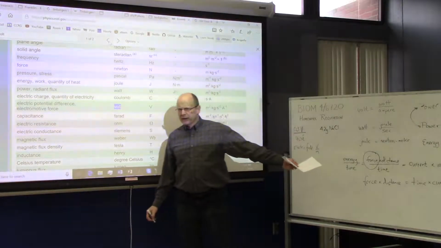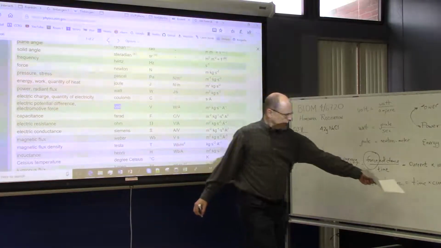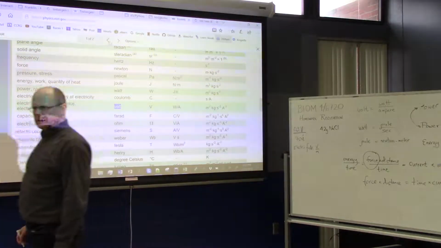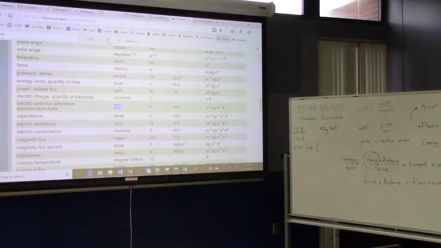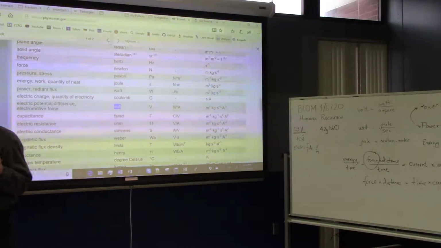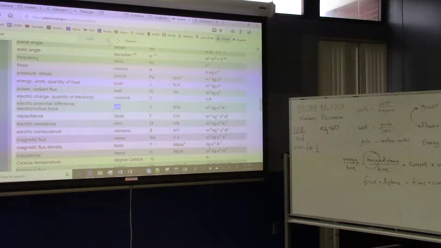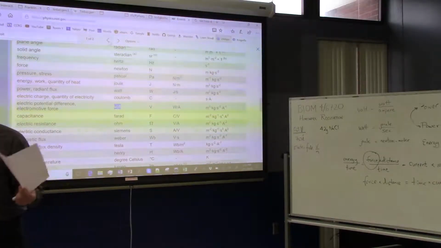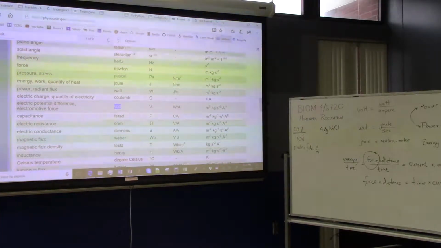Can you see anything here that's interesting? Time times current times voltage. What is current? Amps. And it's a fundamental unit here. I don't know why they chose to do that. Maybe it's historical reasons. But tell me what an ampere is, physically.